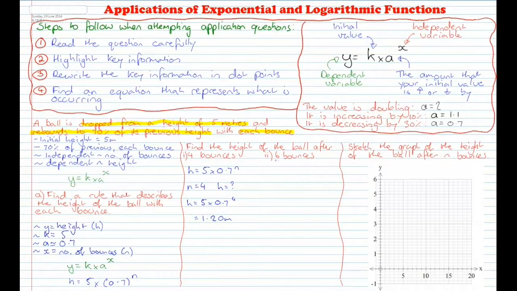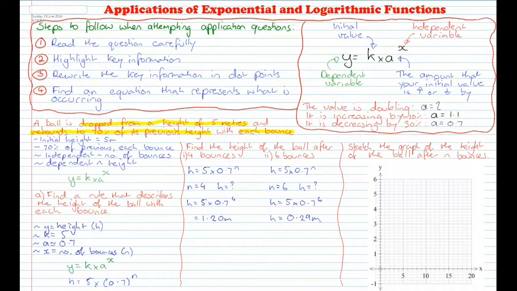Now for part B of this, we've got find the height of the ball after 6 bounces. So we'll write out the equation again. So h is equal to 5 times 0.7 to the power of n. Once again, we know that our n is equal to 6 this time, and we're looking for our height, so that's going to be a question mark. So what we're going to do is go through and substitute that in. So you get h is equal to 5 times 0.7 to the power of 6, because that's our n value. And when we go through and substitute this in, we're going to get an h value being equal to 0.29 meters.